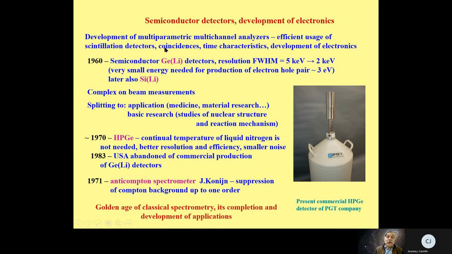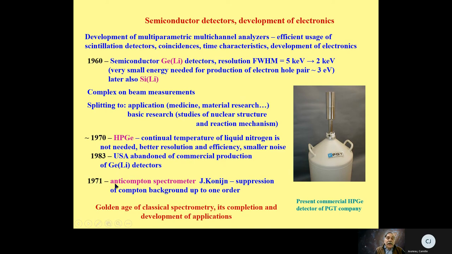For this germanium, it was necessary, even at times when no measurement was being made, to have liquid nitrogen, and this was problematic for factories and for laboratories not normally using liquid nitrogen. In 1983, the USA abandoned commercial production of these old germanium detectors drifted with lithium.